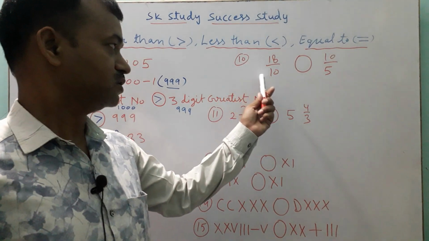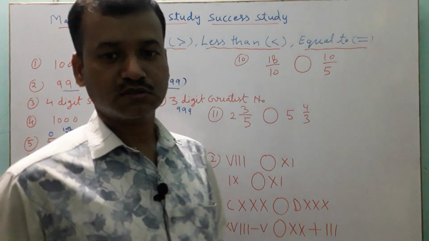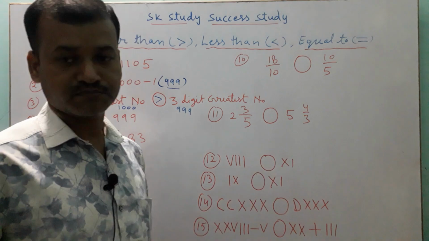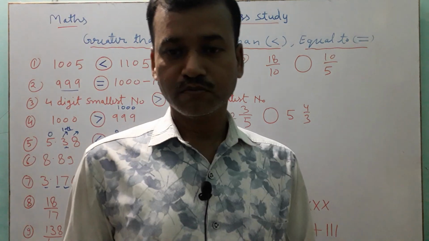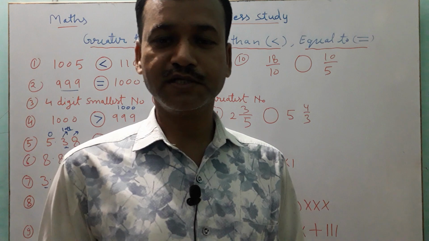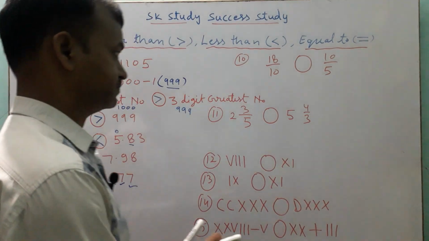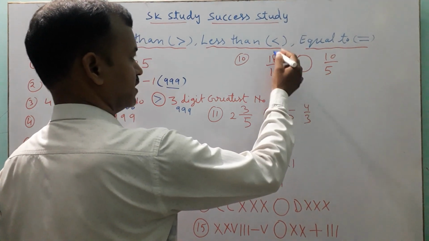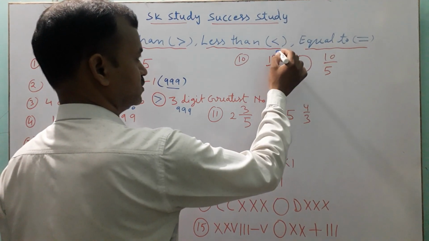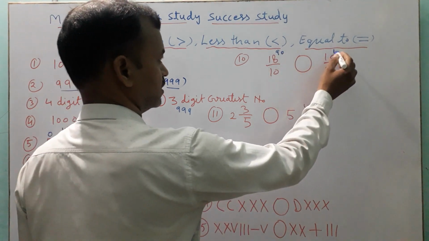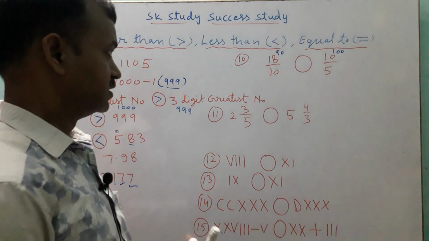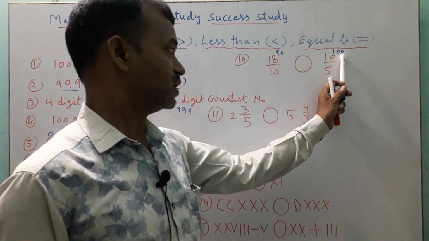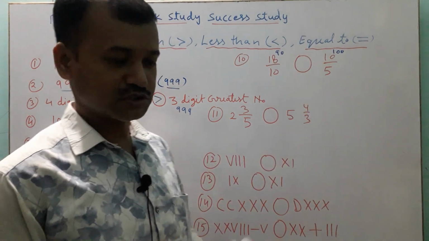Here in this fraction, neither the numerator nor the denominator is the same. So here we do cross multiplication. We cross multiply 18 into 5, 5 into 18 is 90, and 10 into 10 is 100, and then we compare the numbers 90 and 100. Which number is greater? 100 is greater, so 10 by 5 is greater.